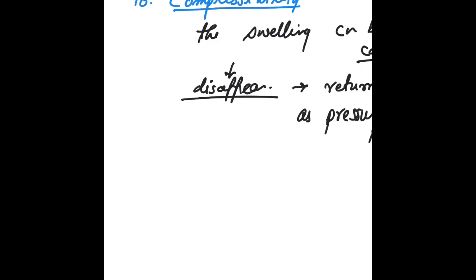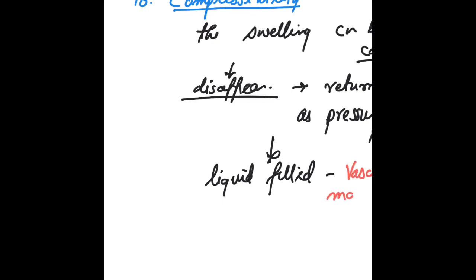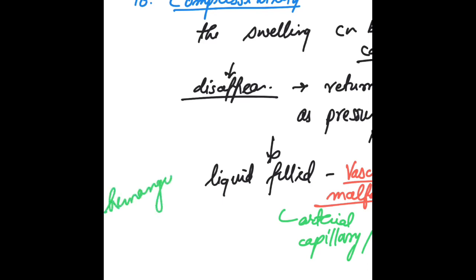Now, what type of swellings are compressible? These are generally fluid-filled swellings, liquid-filled. Mostly vascular malformations. Now, a vascular malformation can be arterial, capillary, or venous, like a hemangioma or a lymphangioma.